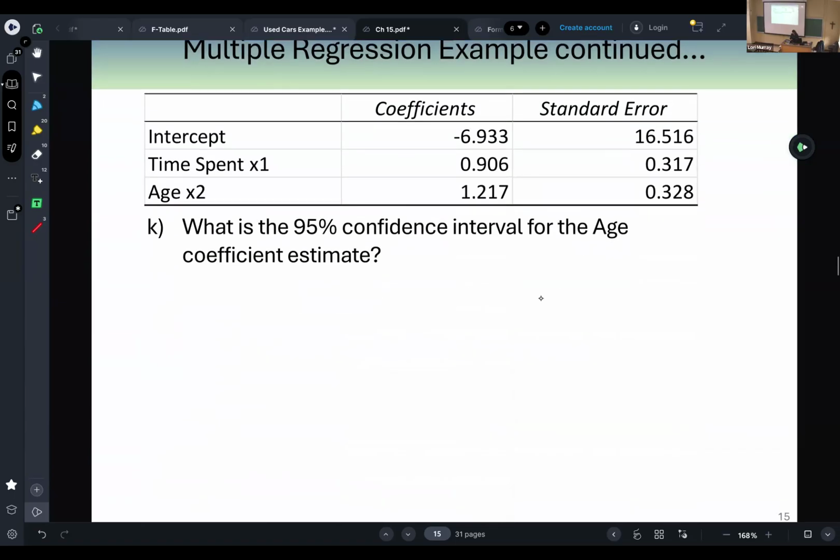We need a confidence interval for the age. Same thing. We're just going to call it b2 because it's 2. And you just get your t and you multiply it by s2. And you just literally plug that in. These are just 1.217 plus or minus, it's going to be the same, 2.069 times 0.328.